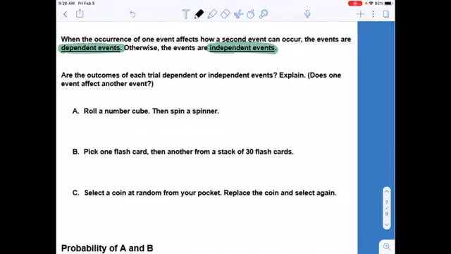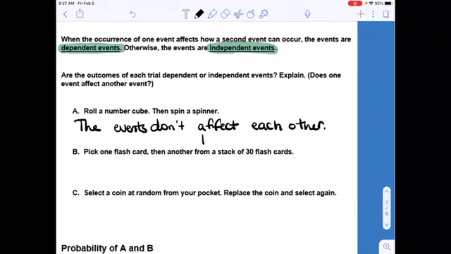So we are going to have part A, roll a number cube, then spin a spinner. If you're going to roll a number cube, then spin a spinner, the events don't affect each other. One thing, they can happen simultaneously, and it's not going to change the outcomes of each other. So this means this is independent.